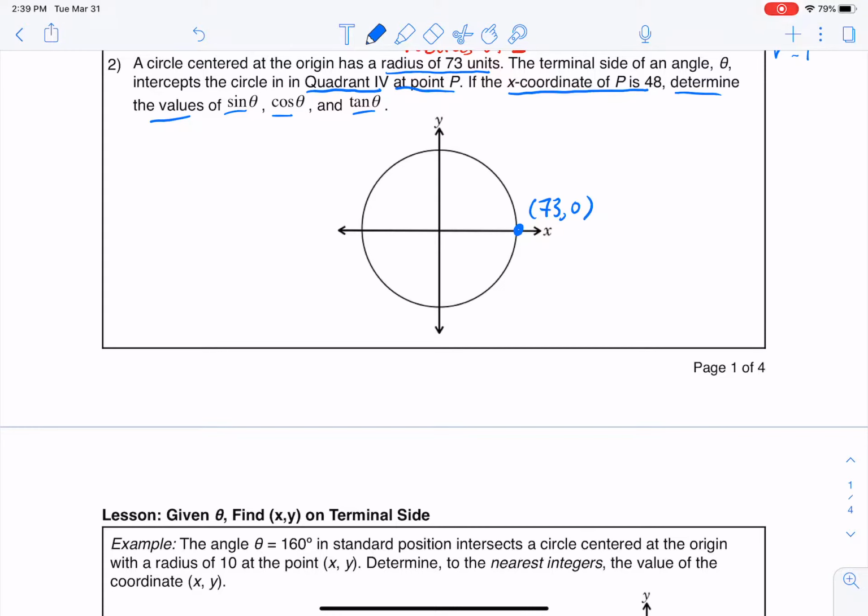Okay, so we know that this is point P in quadrant 4. Right, so quadrants, that's 1, 2, 3, and 4. So point P is somewhere here. And now we know the x value of P is 48. We don't know the y value. Now, one thing we do know is y is going to be a negative number. And the reason we know that is because it's below the x-axis.